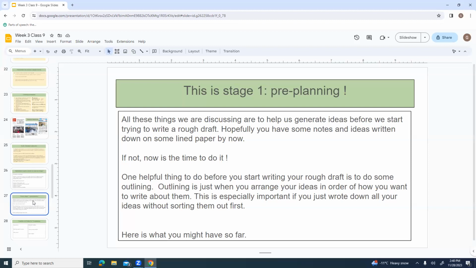And it just kind of depends. Some people just write a bunch of things down as they get the ideas. Some people are more organized. Neither way is better or worse. But before you go to do your rough draft, it can be really helpful to kind of put them in order. So as you're writing, you know how the flow of your sentences is going to be. So here is an example of what you might have so far.